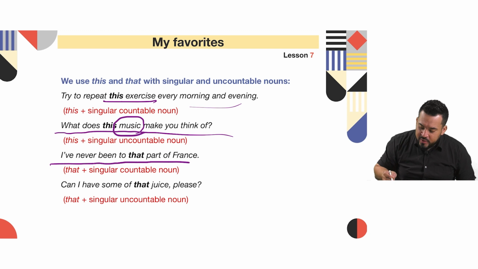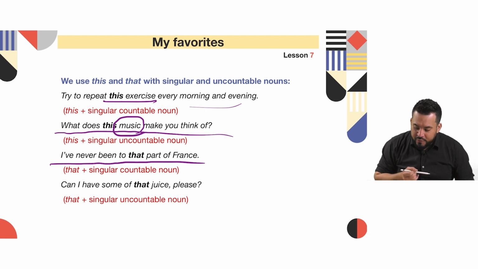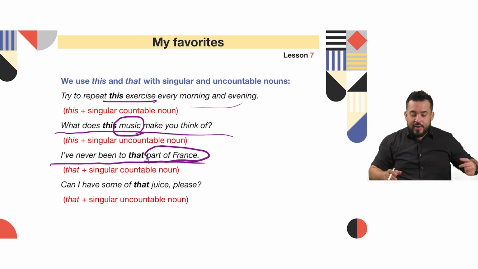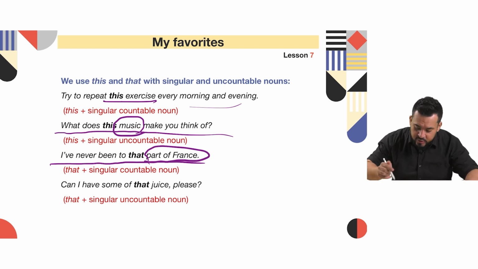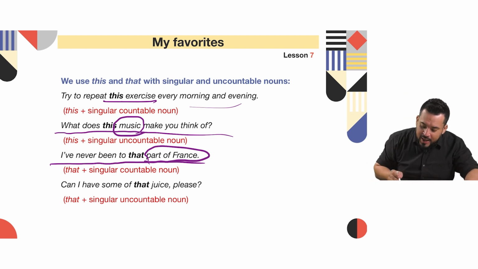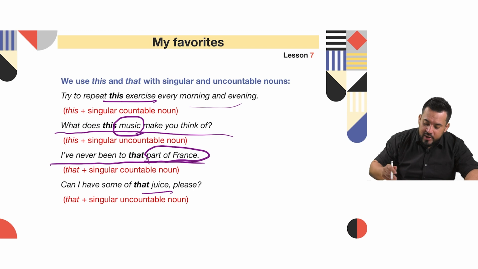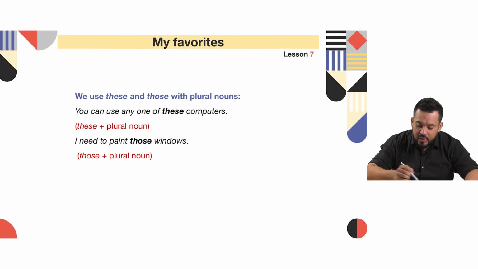I've never been to that part of France. Part of France is a singular noun, or part is a singular noun. Can I have some of that juice, please? Juice is liquid. Liquids are uncountable, so here we use it with an uncountable noun.